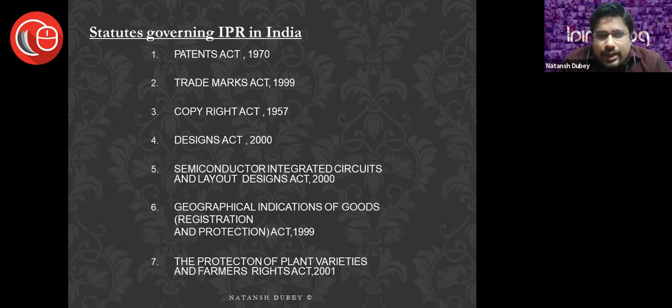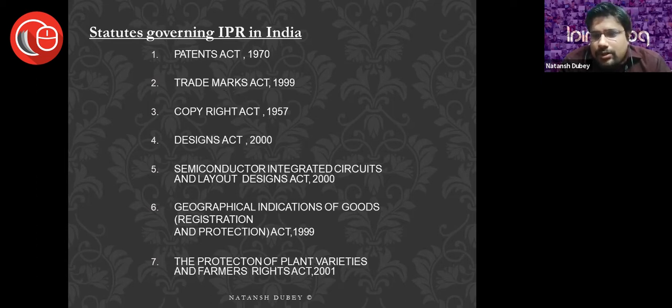So in the previous slide, we talked about the various types, the broad categorization between industrial and literary property. And in this one, we are talking about the various codified acts which are governing these intellectual properties. It's the Patents Act, Trademark Act, Copyright Act, Design Act.